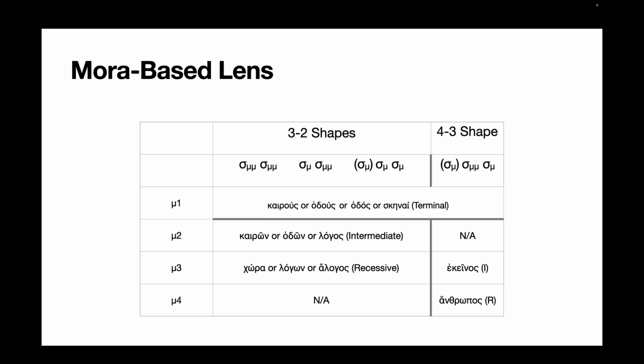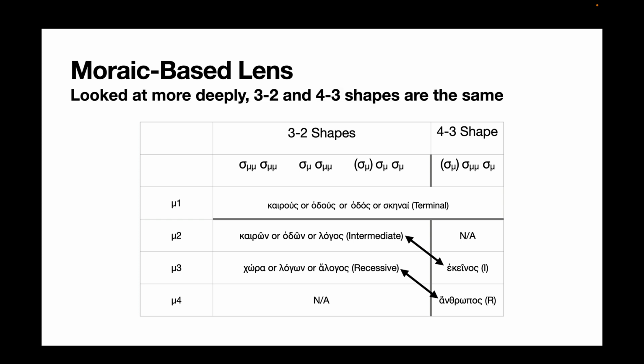Similarly, chora, logon, and alogos, all mora 3 tone, along with ekainos, but we know why ekainos is doing something a little different because it's a different shape. And it is using its intermediate position in ekainos, whereas chora, logon, and alogos are using their recessive position. And then finally, we have anthropos down there, the 4-3 shape, and a mora 4 high tone. So you can just see that organizationally and conceptually, this is way clearer, and it makes a lot more sense.